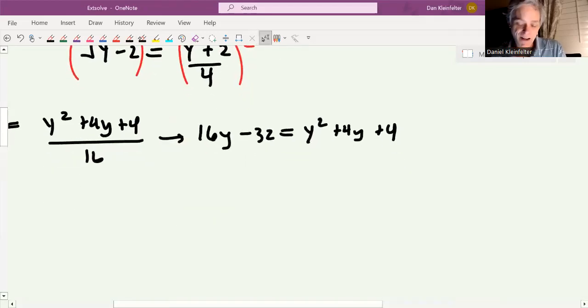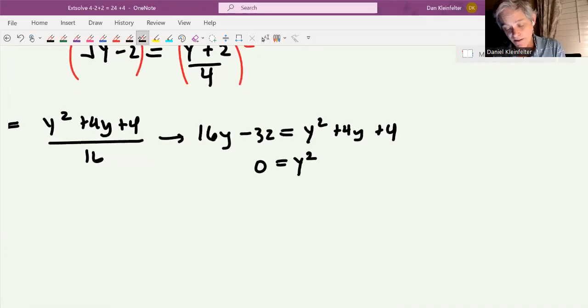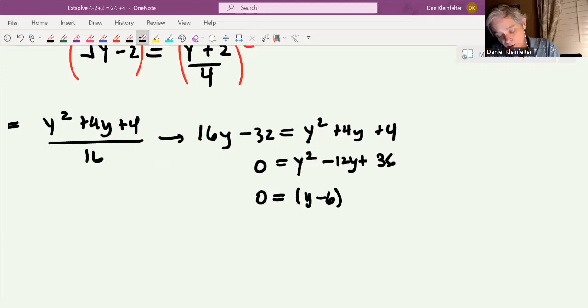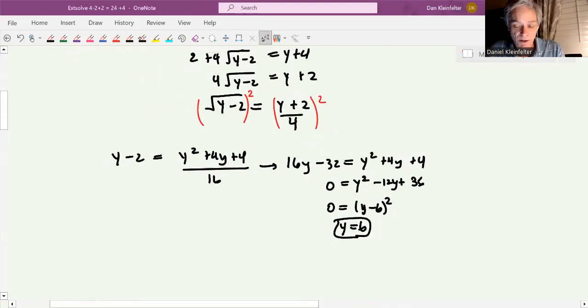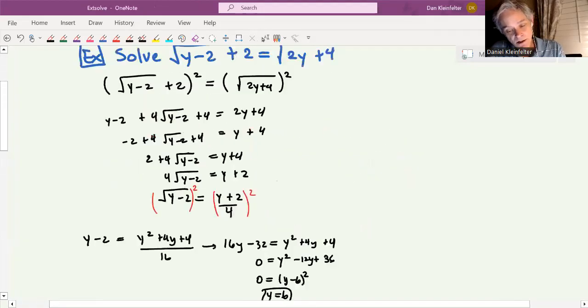All right, it's getting there. Let's collect everything onto one side, and then we should see that it factors. We'll have y squared minus 12y plus 36. And so this looks like it's a perfect square, right? So this is just y minus 6 squared, and so y equals 6. Okay, since we squared both sides, we better check. In fact, we squared both sides twice, so we really should check. It looks like our potential solution is 6.